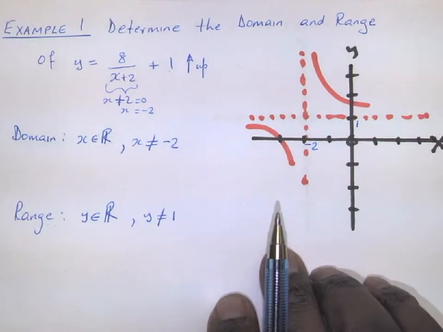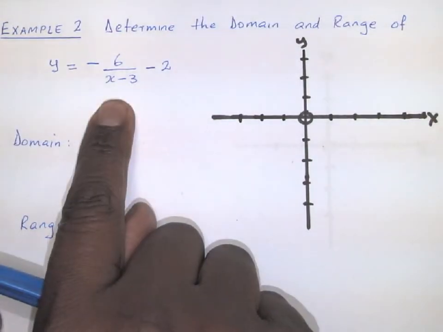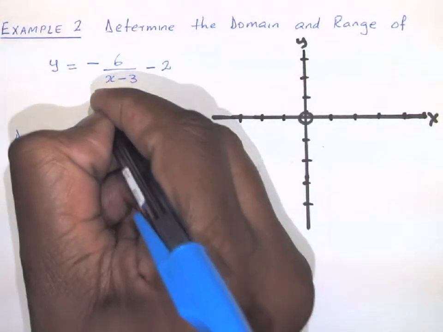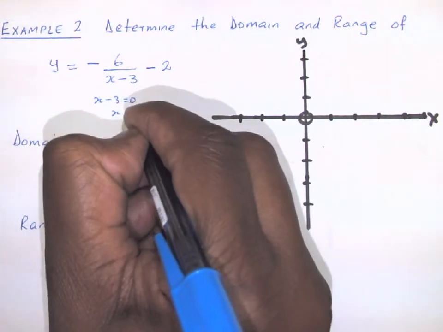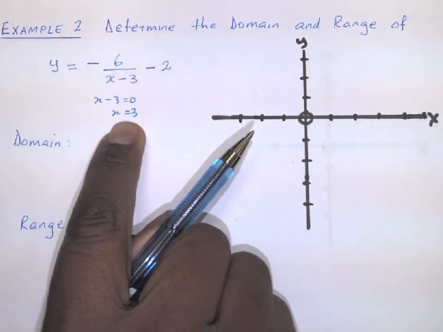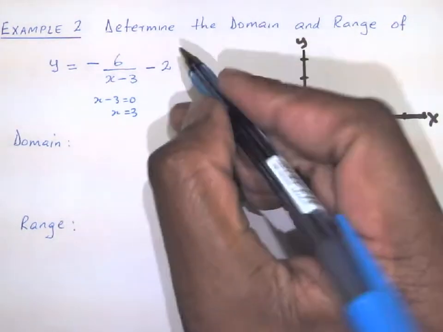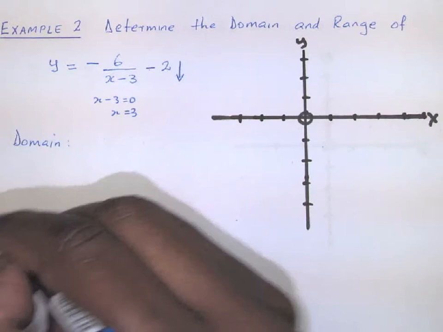Let's look at another example. This one here. We want to see how it's shifted, right? So we solve for x. x minus 3 equals 0, so x equals 3. Which means that the graph shifted horizontally 3 units to the right. And then this one is a minus 2. So that means that this graph went down 2 units.